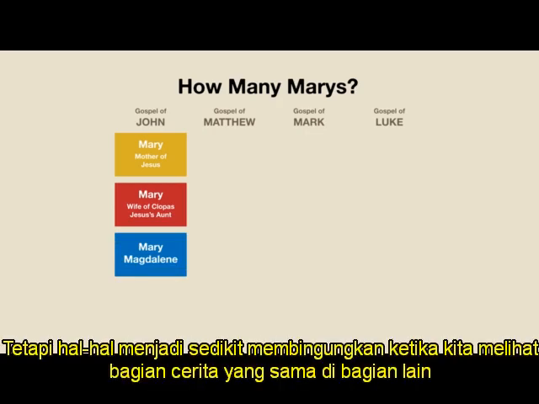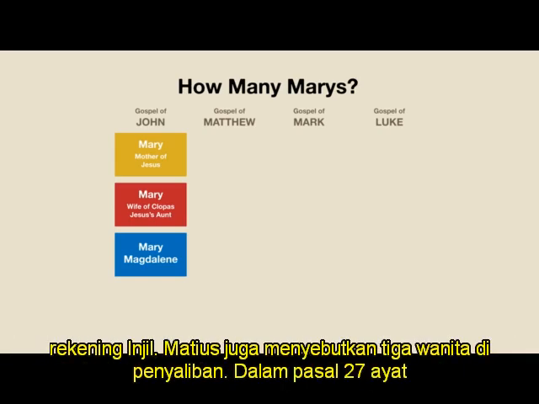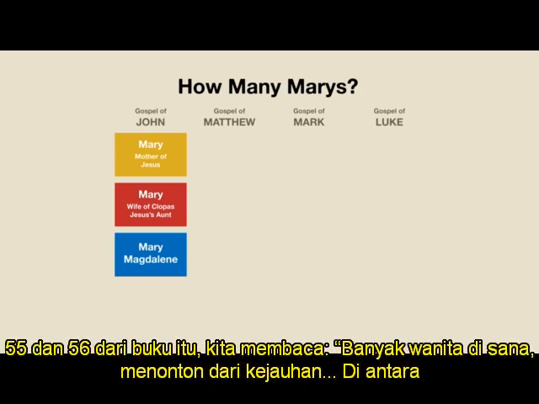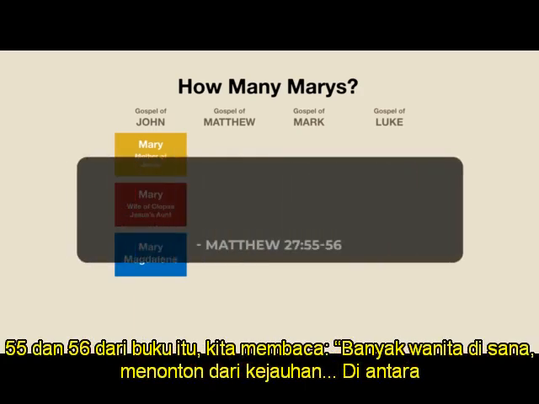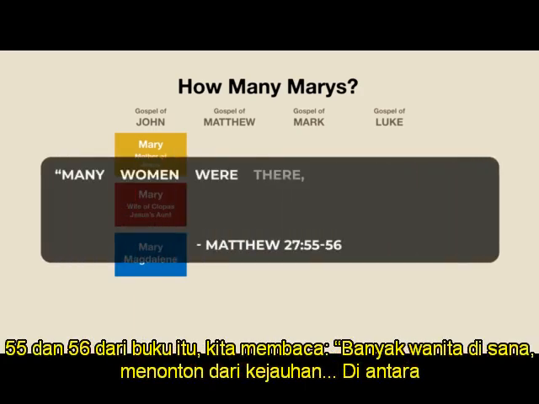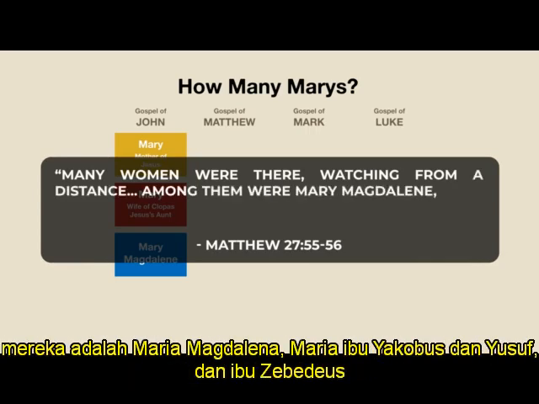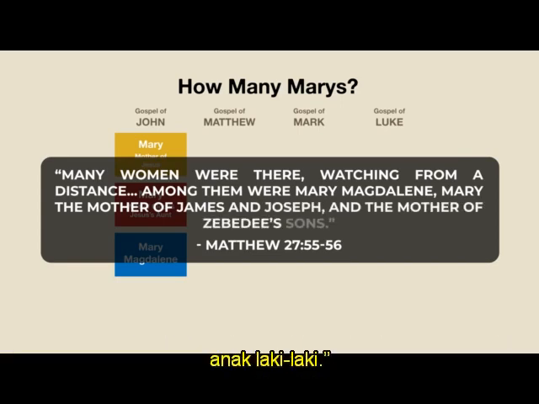But things get a bit confusing when we look at the same part of the story in the other gospel accounts. Matthew also mentions 3 women at the crucifixion. In his version, in Matthew 27, verses 55 and 56, we read, "Many women were there, watching from a distance. Among them were Mary Magdalene, Mary the mother of James and Joseph, and the mother of Zebedee's sons."